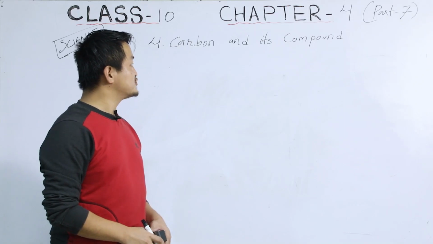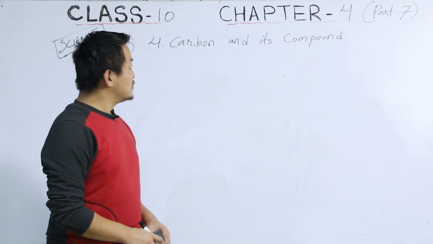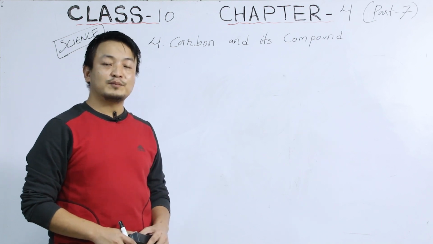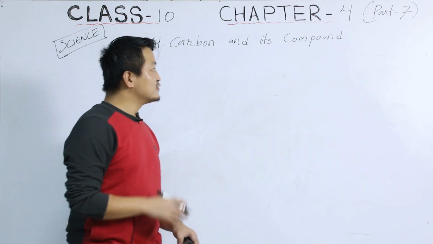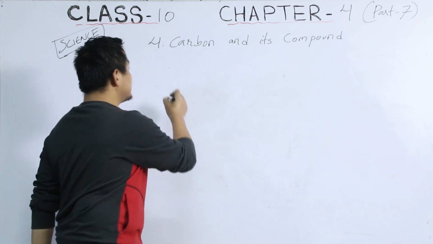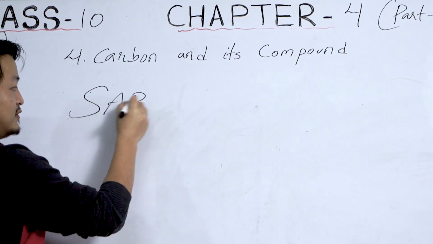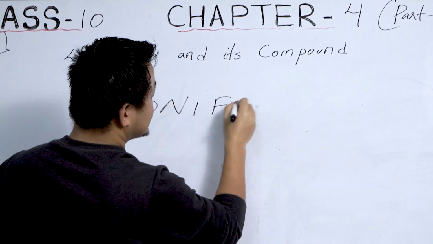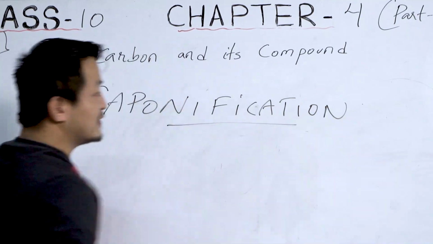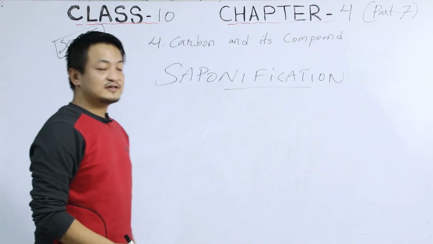Okay, so my dear class 10 students, we'll continue with part 7 for chapter 4, that is carbon and its compounds, science. Today we are going to discuss the last topic for this chapter, that is saponification. Clear? So this is the topic, saponification.